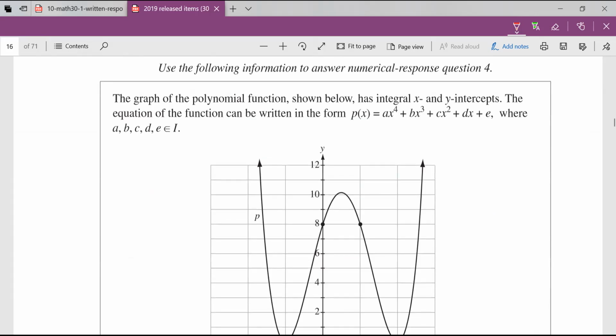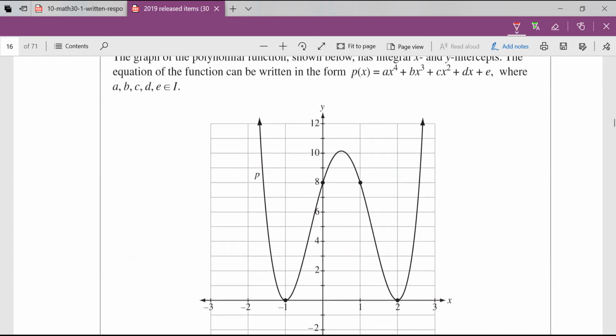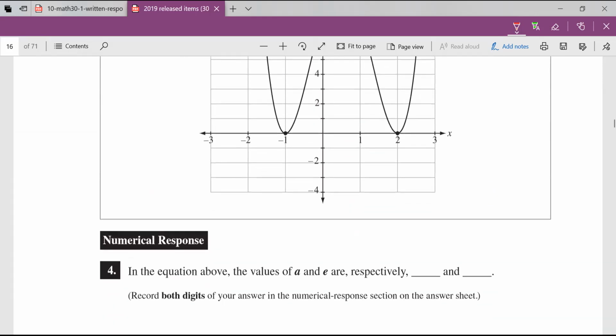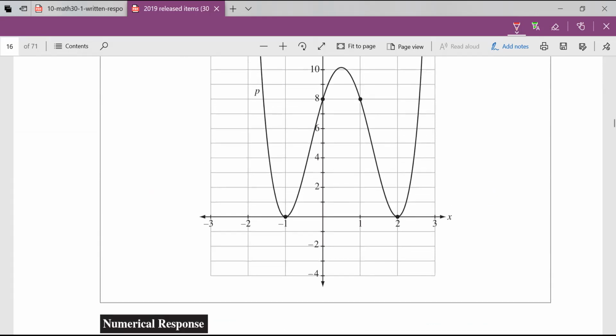Another polynomial. Okay. What does this one say? Graph of the polynomial has integral x and y intercepts. So it means we don't have decimals, right? 0.5 or 0.2 for our x and y intercepts. And what does it say? It's written as this quartic, a x to the 4 all the way down to plus e. And what do we got to find? Oh, we got to find the values of a and e.